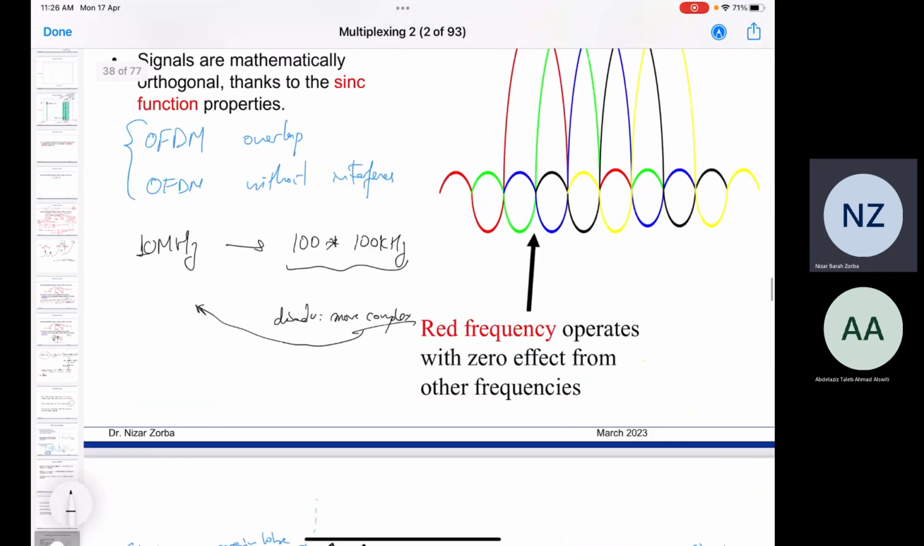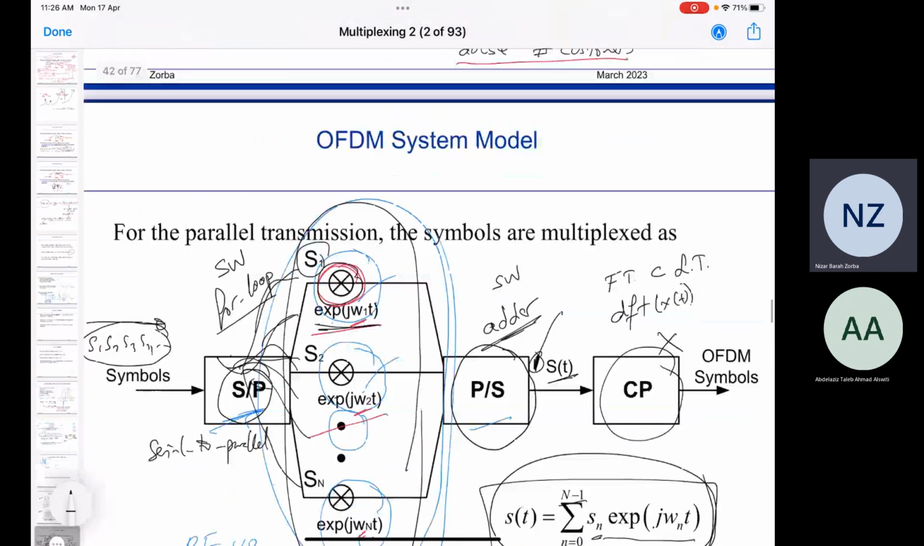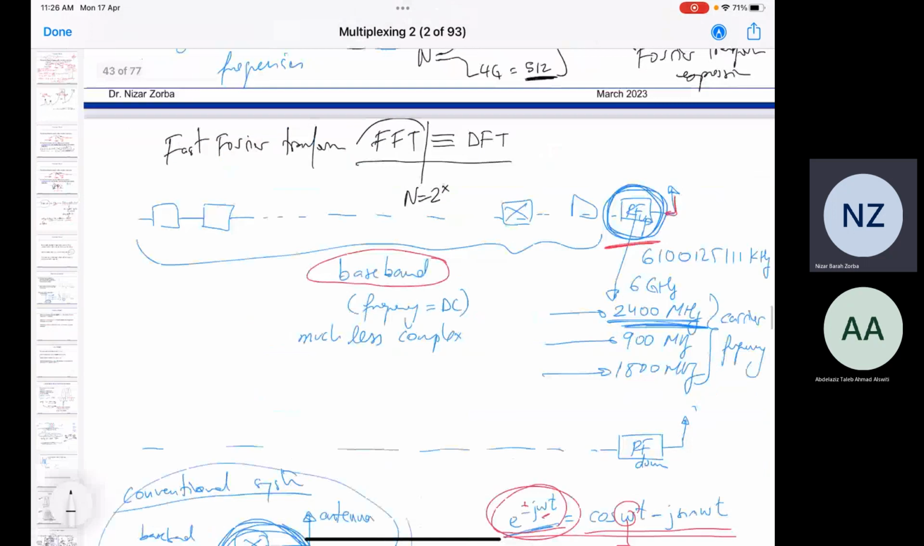Why? Because in practical systems, they will always and always use FFT. They will never implement DFT. Never. I've never seen a system that implements DFT. They always go for FFT, so they will make it 2 to the x. So imagine that your signal is not 2 to the x. What to do?